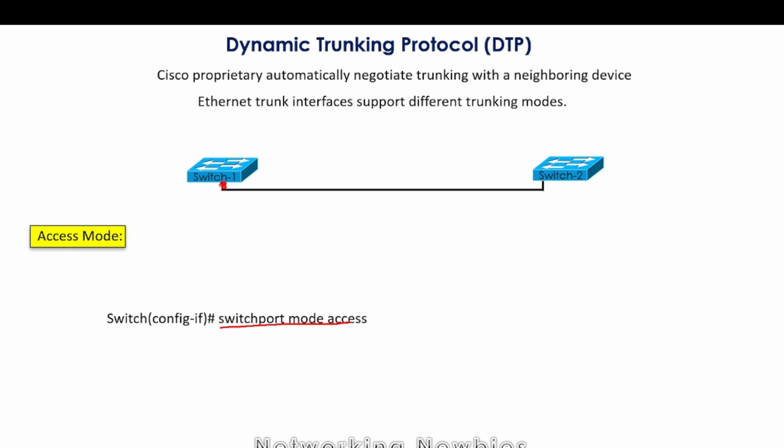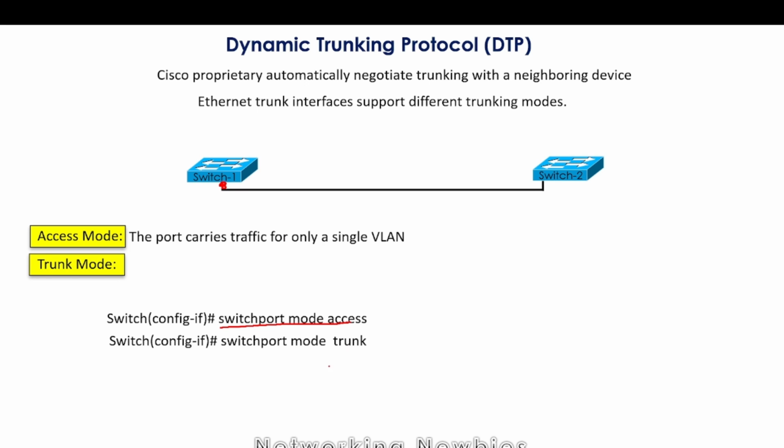When a port works in access mode, it means that port will allow traffic only from a single virtual LAN. For example, if we assign this port to VLAN 1 or VLAN 2 or VLAN 13, any VLAN, this port in that mode will only allow traffic from that particular VLAN. We have another mode, the trunk mode. If we configure this port to work in trunk mode, then that port will allow traffic from multiple VLANs. And how to configure it? This is the command, switchport mode trunk. In this case, it will allow traffic from multiple VLANs. So this is the difference.